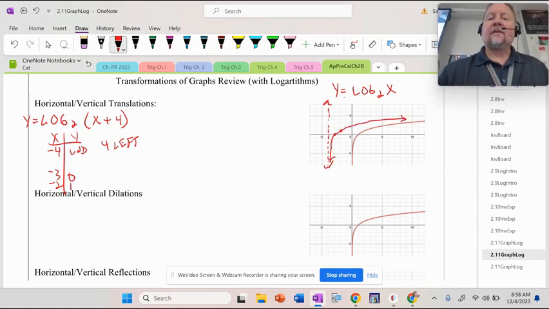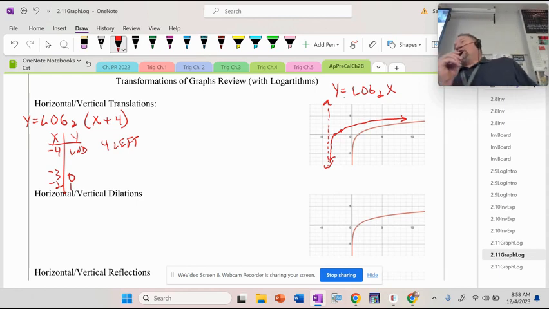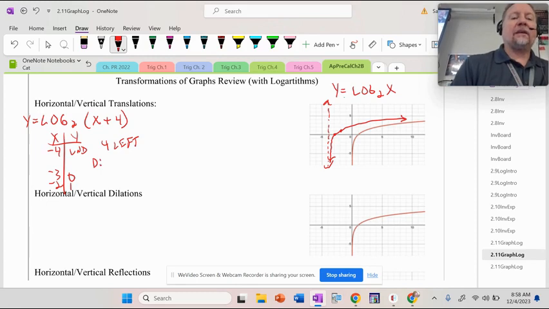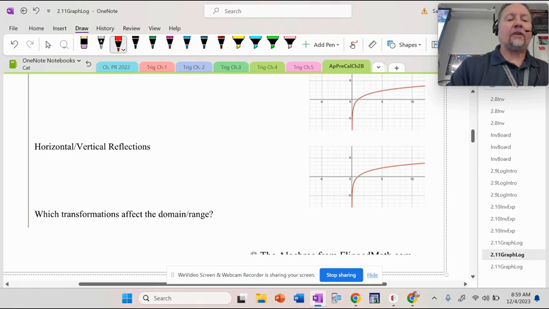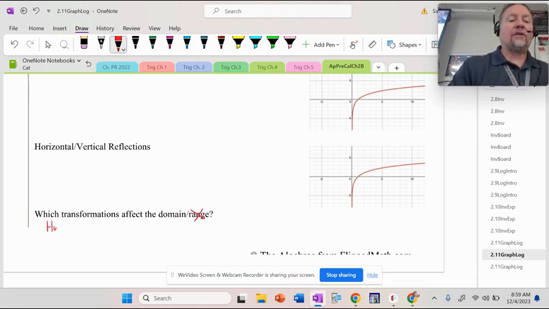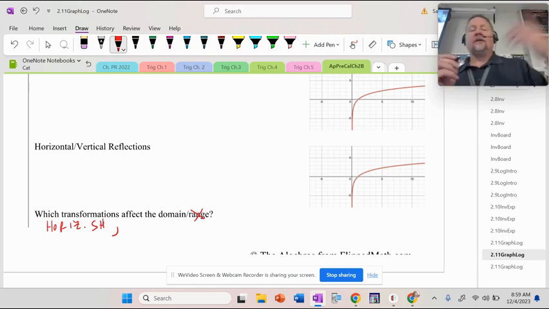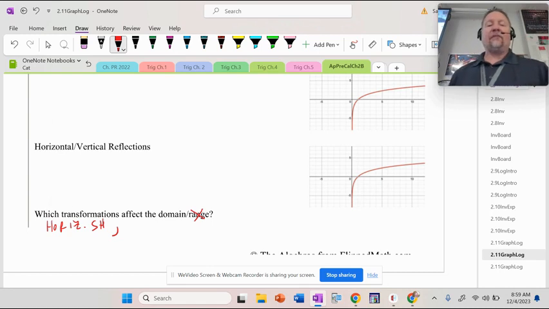So what's not affected is the range. The range is the same, but the domain now changed because the asymptote changed. So you might want to note that. And then that's down here on the bottom. What transformations affect the domain and range? None affect the range. The domain is affected by a horizontal shift. We just saw it right here. Horizontal shift definitely affects the domain. The range is all real numbers. That can't be changed. That can't be affected in any way, shape, or form.